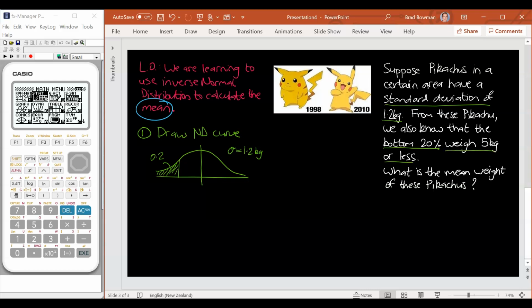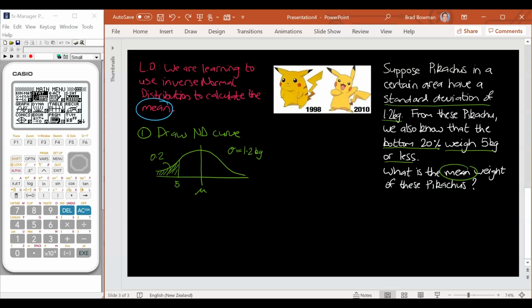Weigh 5 kilos or less. So this here is going to be 5. And that means if we had a lower, it would be negative 9999, but we're probably not going to need that information here. And then finally, what is the mean weight of these Pikachus? And there you go, there's our symbol for mean. So we've got all of the information we need: probability, the x value, the standard deviation, and we've written the unknown variable we're looking for down the bottom there.